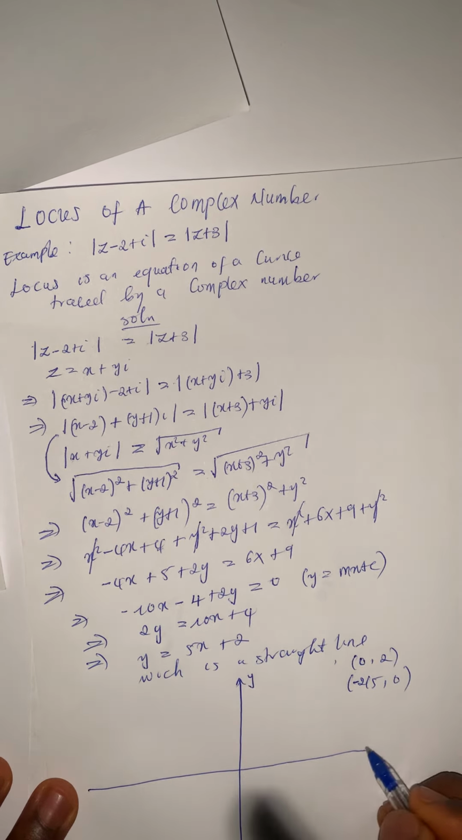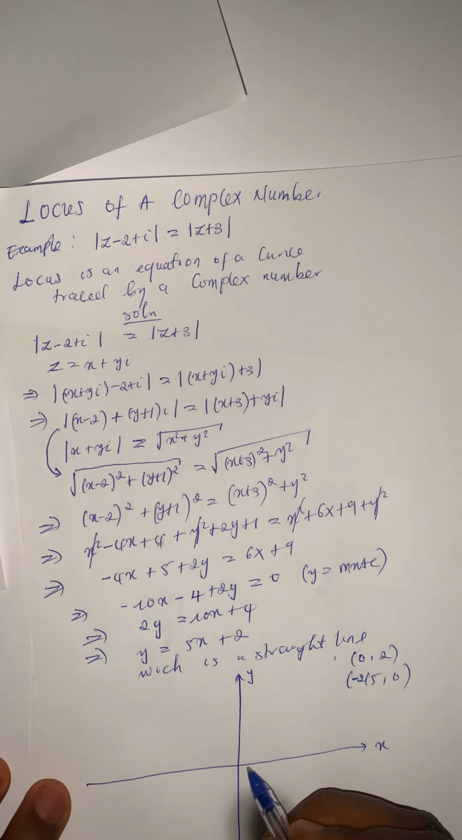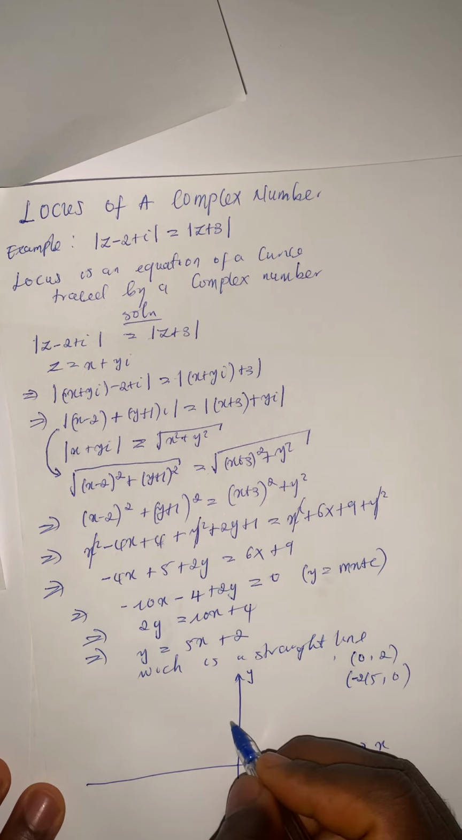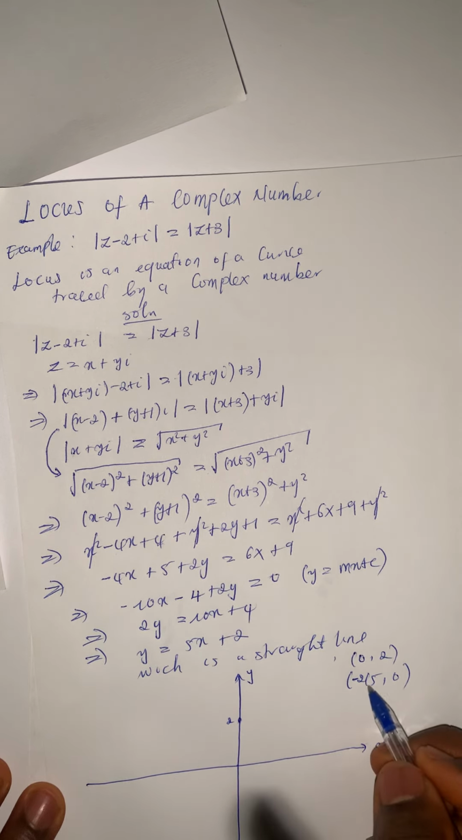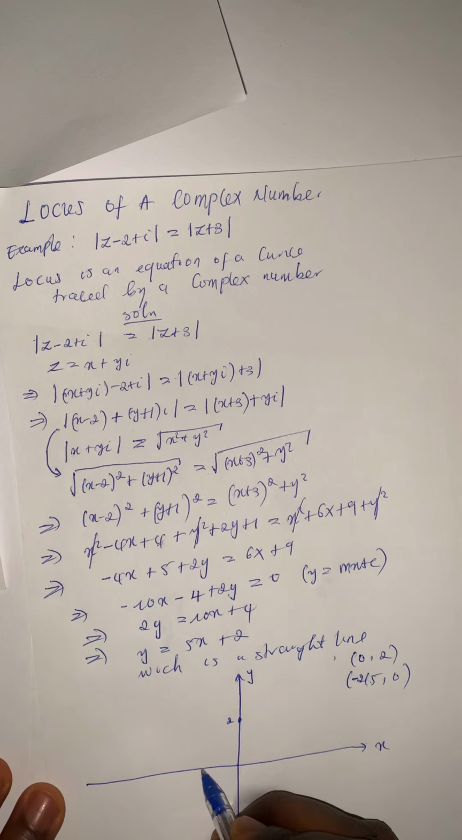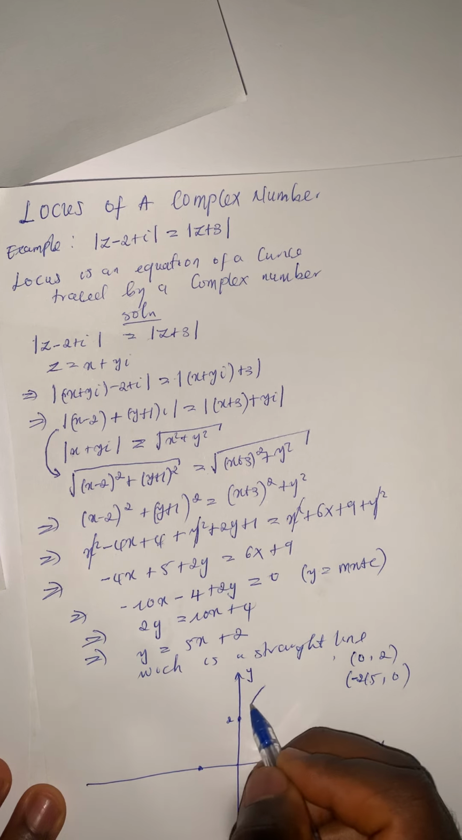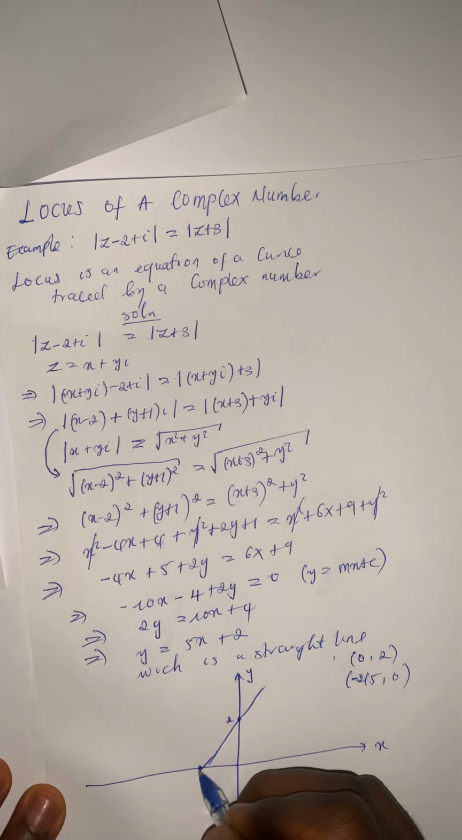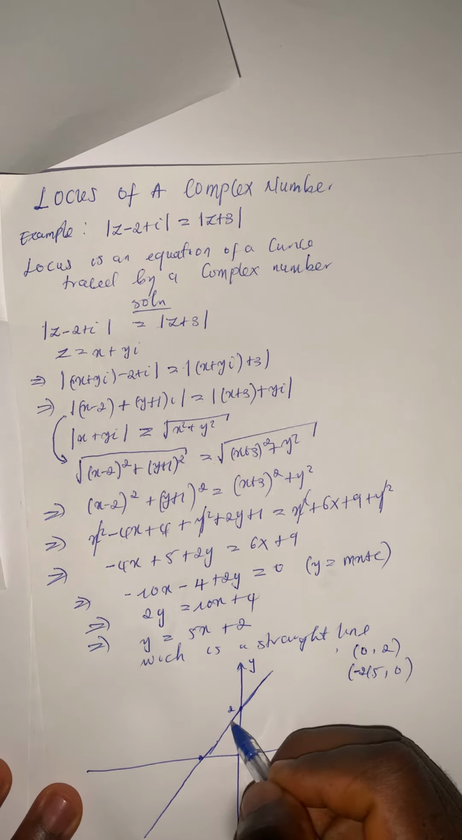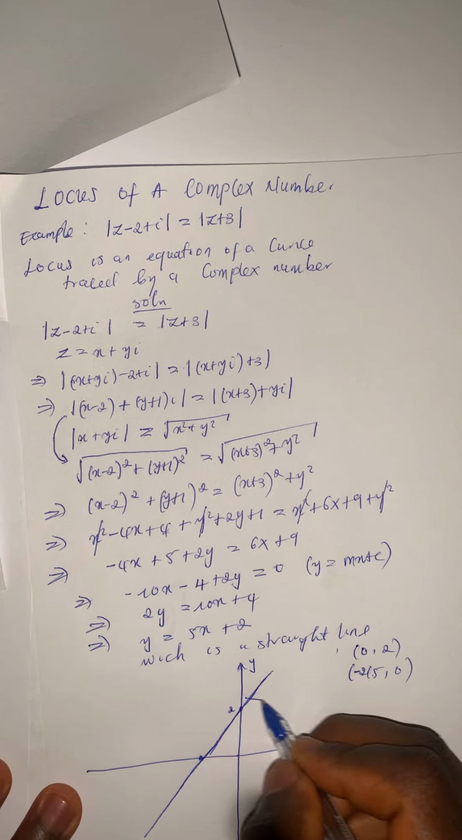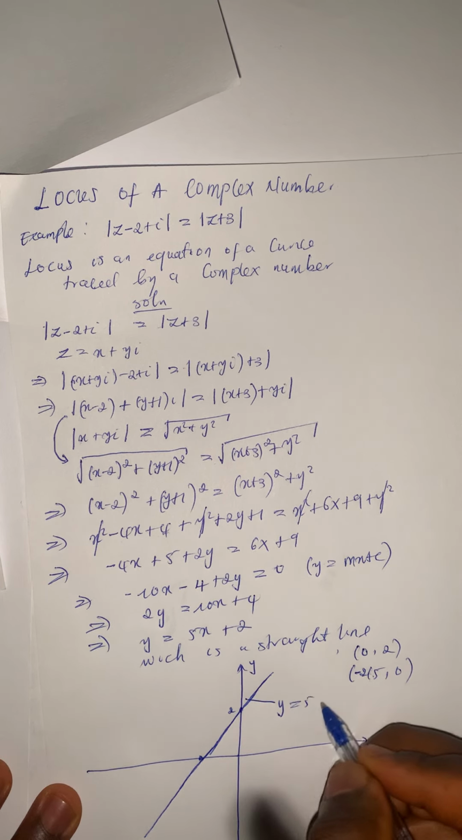So have the y-axis and the x-axis. When x is 0, y is 2, so we get 2 somewhere here. When x is negative 2 on 5, which is somewhere here, y is 0. So we get something like this. This is the locus of the complex number, which is a straight line. So this is y equals 5x plus 2.